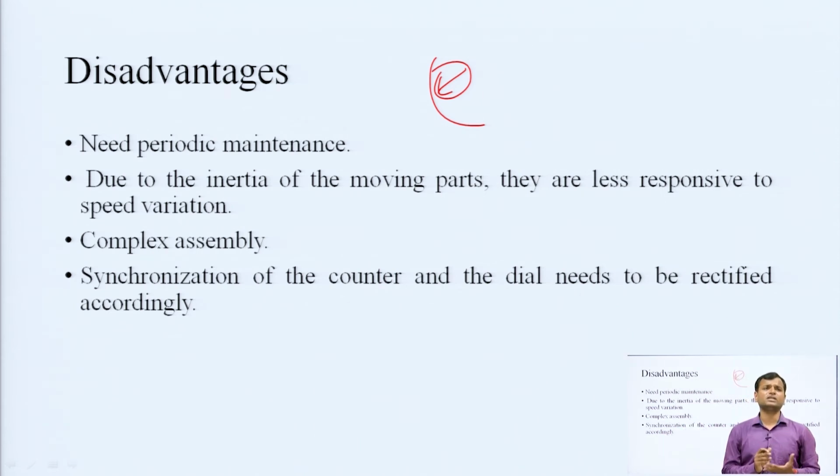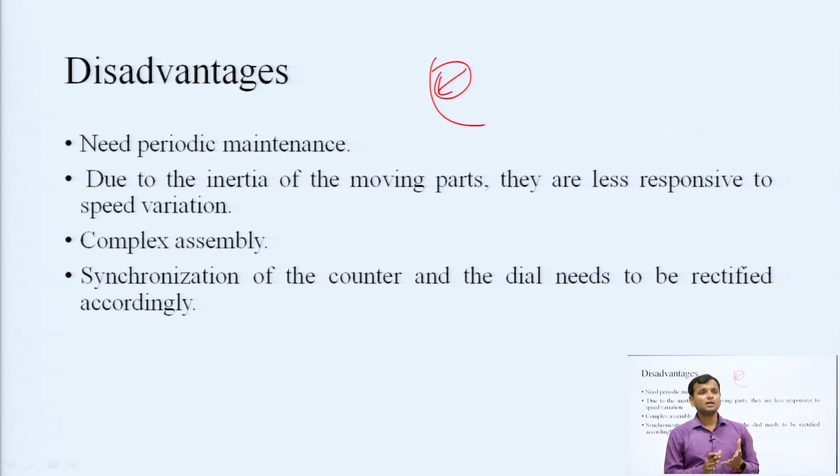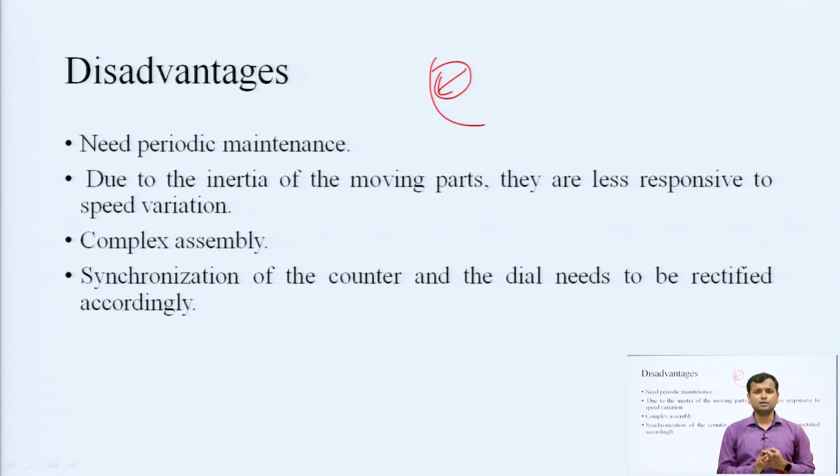Also, another disadvantage of the mechanical revolution counter is that it can only be used to measure the average speed of rotation. It cannot be used to measure the instantaneous speed of rotation.